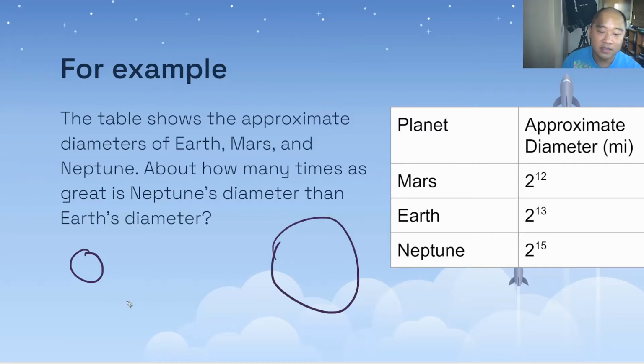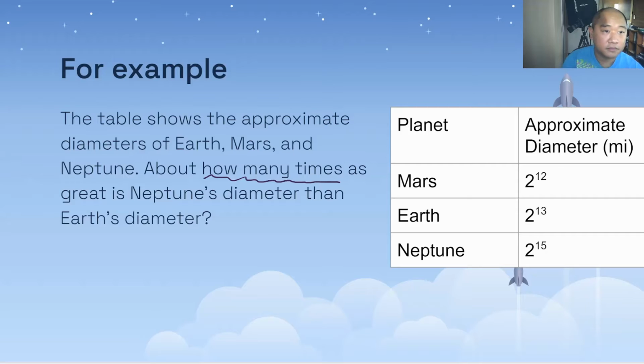So let's say that Earth has a diameter of 1, okay? They're saying you're multiplying this by how many times, we don't know how many times, as great is Neptune. And Neptune is some other number, so let's just say 3. So what would we be multiplying this by? We'd be multiplying this by 3, right? Well, how do we find that?